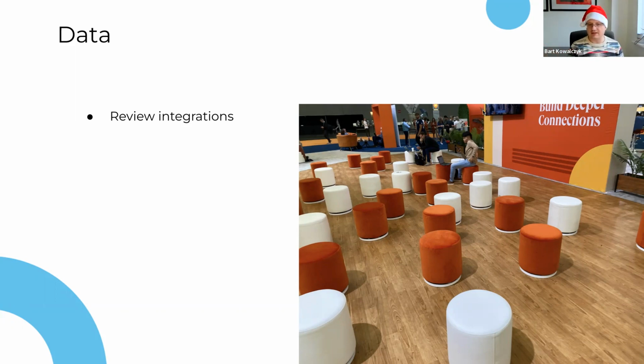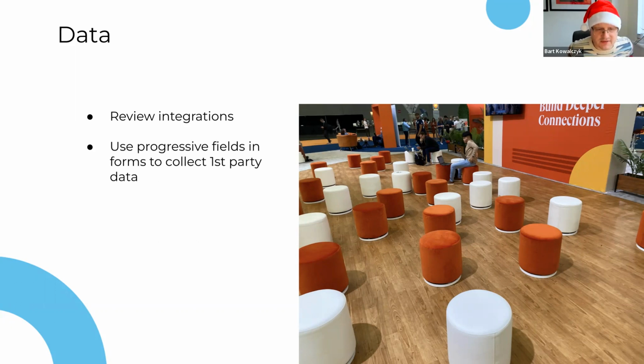Remember that first point I did share with you. Let's make one segmentation rule that will help you to understand who is in our database and what relationship we have with these people. Moving forward, use progressive fields. It sounds complicated, but it's actually not. That feature is available in Professional and above.